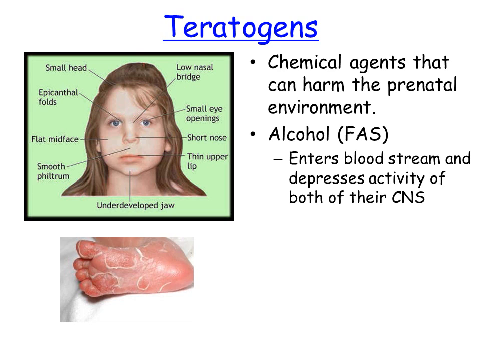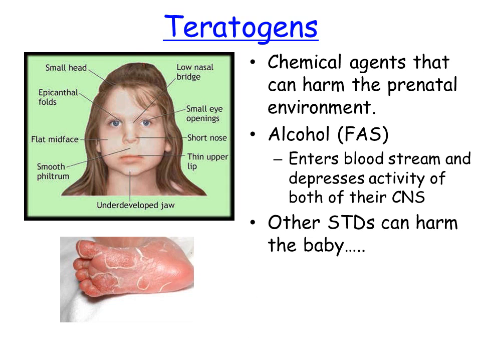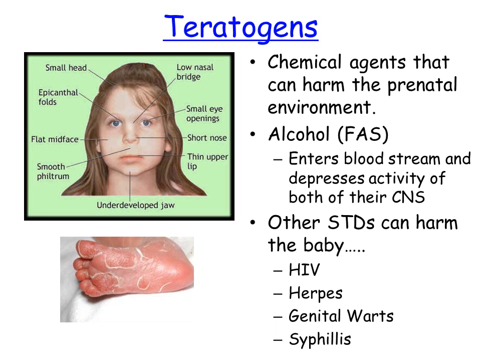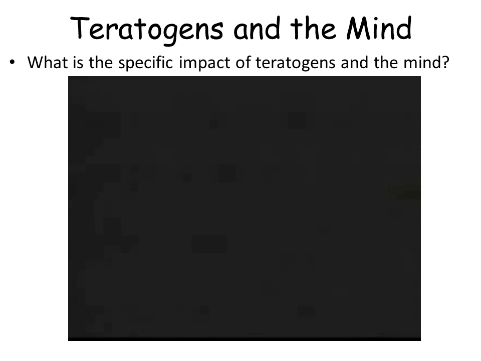Okay. Teratogens also don't have to be chemicals. Here's another example. Sexually transmitted diseases can harm a baby. HIV, you know a baby can be born with HIV. Herpes, genital warts, and syphilis can also harm a baby.